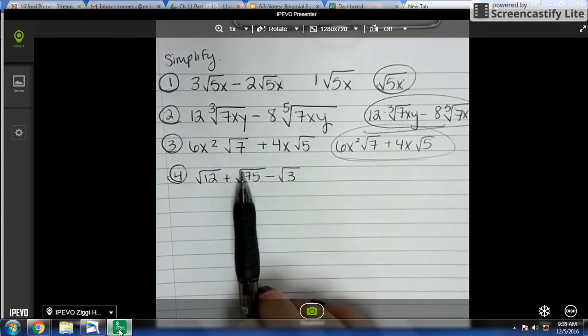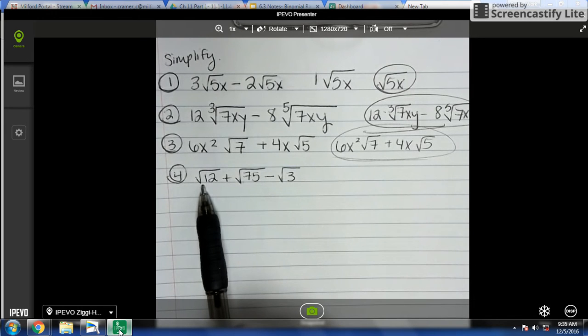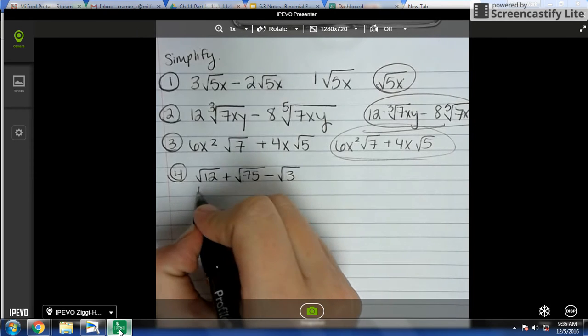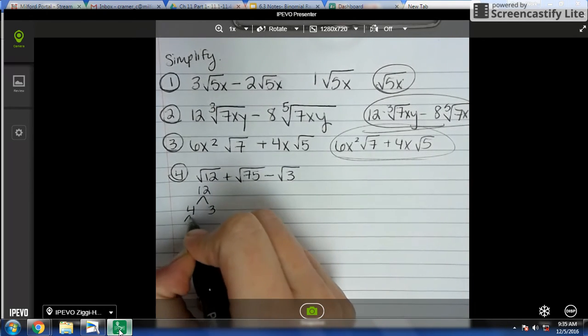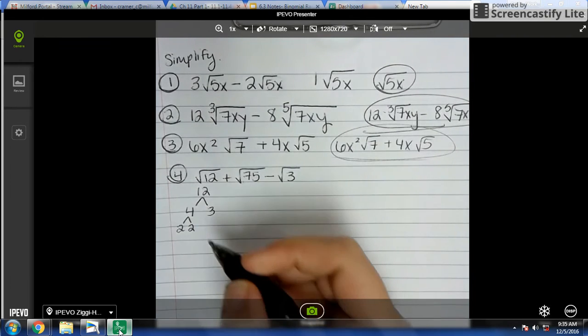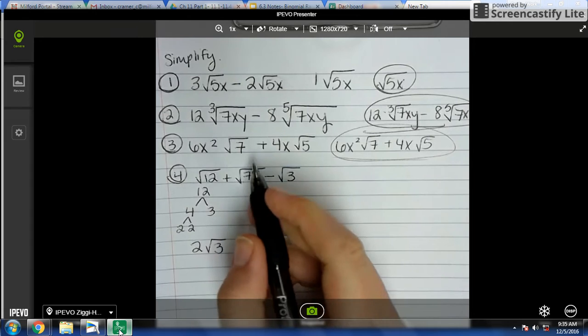For number 4, at first it looks like we're not going to be able to add them because they don't have the same radicand, so we can't combine unlike terms. However, if you notice that 12 is not in its simplest radical form, 12 would be broken down to 4 and 3, where 4 is a perfect square. So 12, we can rewrite it as 2 radical 3.